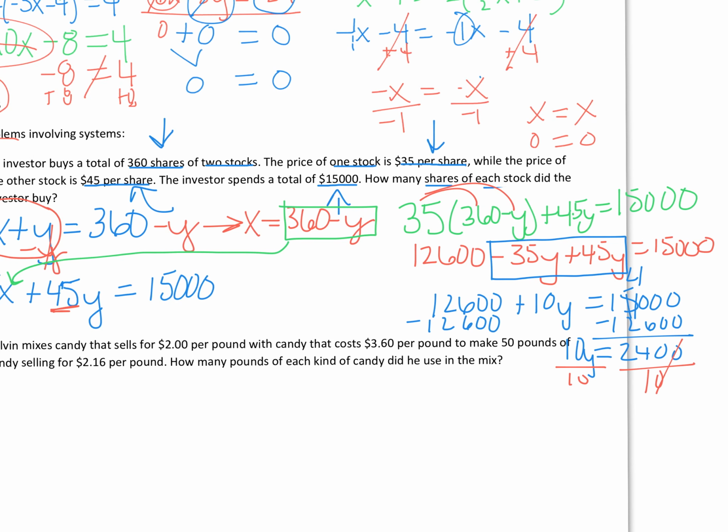Whenever I divide by 10, I just take off the last zeros. Basically, our answer is 240 for y. And y, remember, was that second share right here. So that means y equals 240. So he bought 240 shares of that.